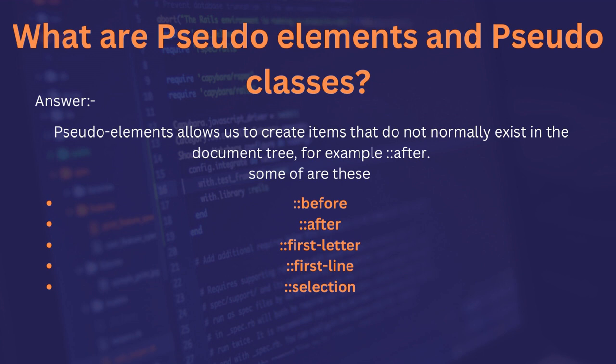The next question is what are pseudo elements and pseudo classes? Pseudo elements allow us to create items that do not normally exist in the document tree. Some of these are before, after, first letter, first line, selection, etc.